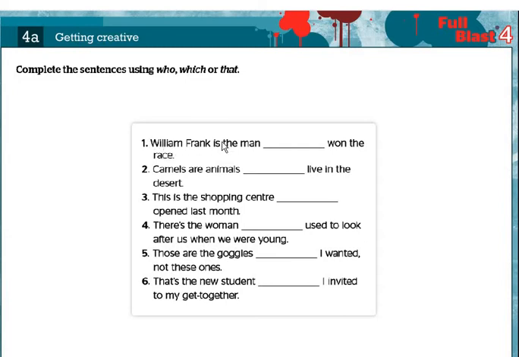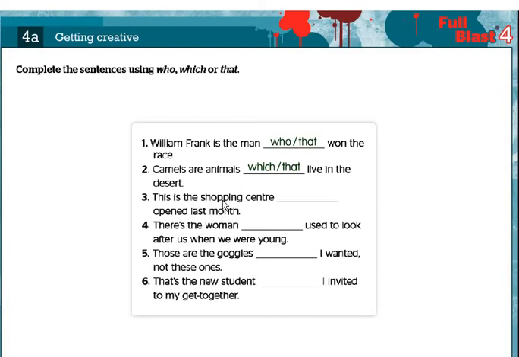William Frank is the man. The man, a human being. So we use here who. William Frank is the man who won the race. Camels are animals which.